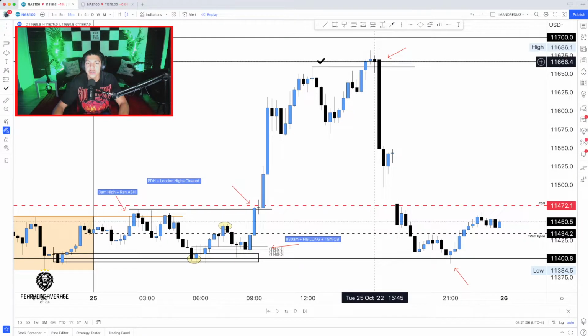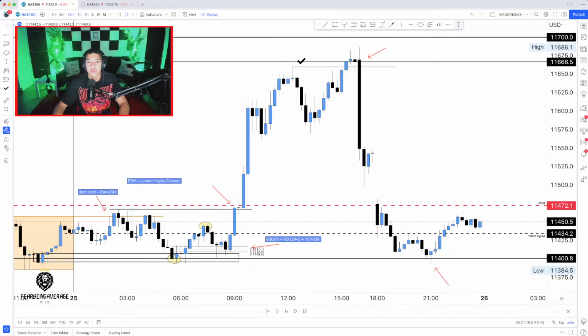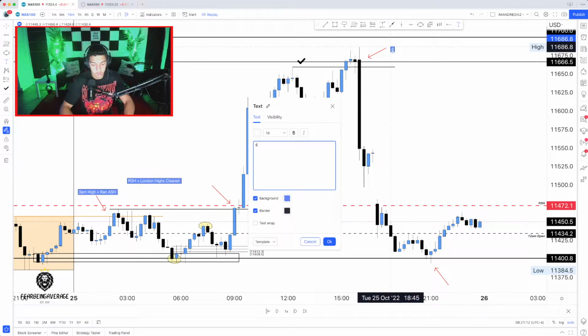And you can see price slowly consolidated here. So that would have been a nice area to watch for price to fall. Beautiful. So let's annotate that. 4 p.m., we got the high of the day.